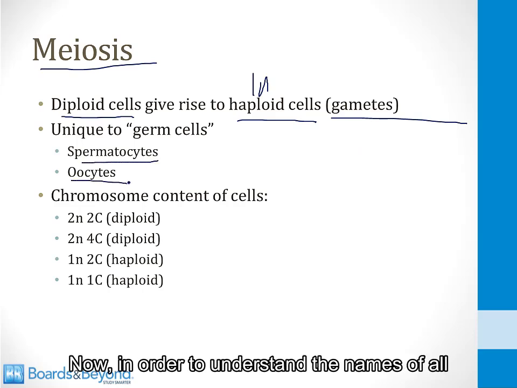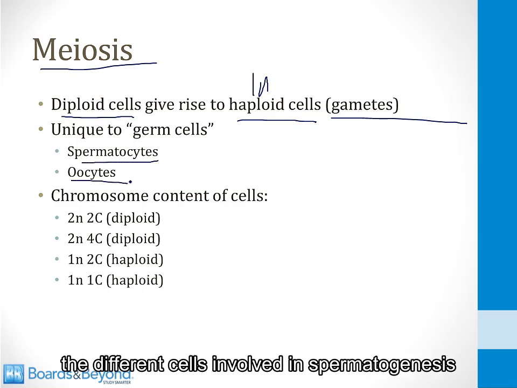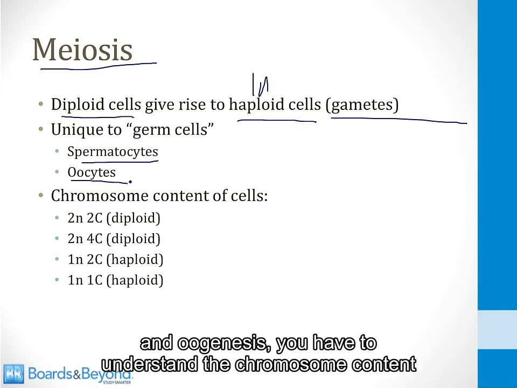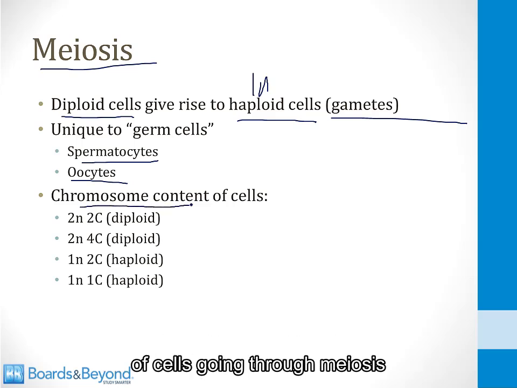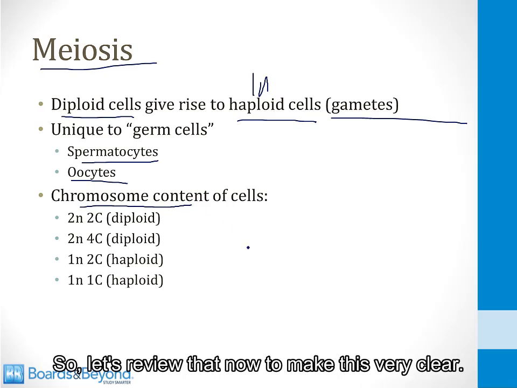oocytes. Now, in order to understand the names of all the different cells involved in spermatogenesis and oogenesis, you have to understand the chromosome content of cells going through meiosis, because cells are named according to their chromosome content. So let's review that now to make this very clear.